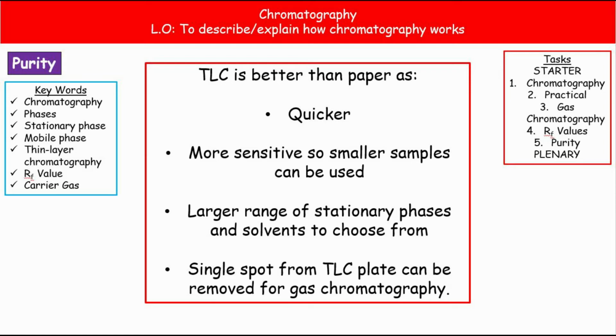Thirdly, we can actually use a larger range of stationary phases and solvents, so that means that we've got different solvents that may obviously work with thin layer chromatography that won't with the paper chromatography. And once we've carried out chromatography, we can remove a single spot from the TLC plate, because remember, it's just powder on a surface, so you can just scrape that little spot off and then analyse it through gas chromatography to find out what it actually is. So make sure you've got those 4 reasons TLC is better than paper chromatography in your books. I'll leave it up for about another minute.